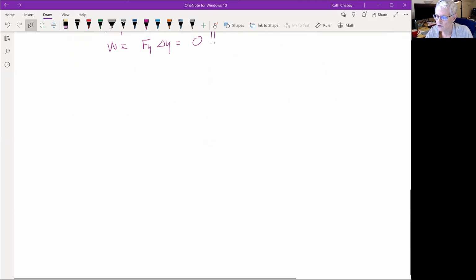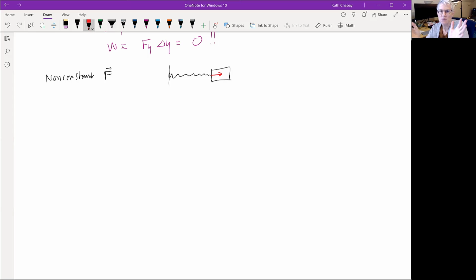Now, what do we do if the force is changing, if it's not a constant force? Well, basically what we have to do is divide. So for example, a mass on a spring. We have a mass with a spring exerting a force on the mass, and as the mass moves, the spring stretches more or less, or is compressed more or whatever.